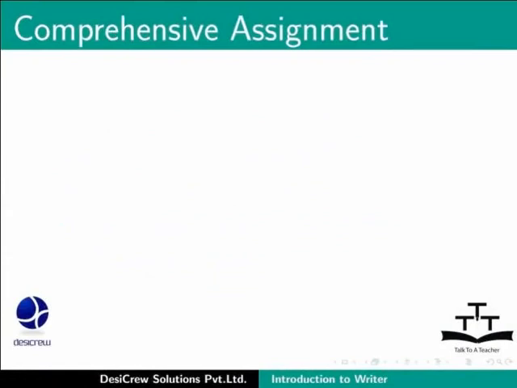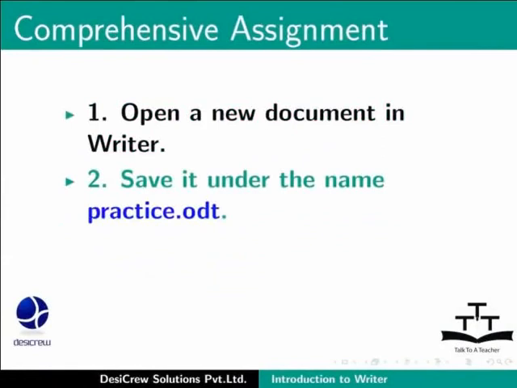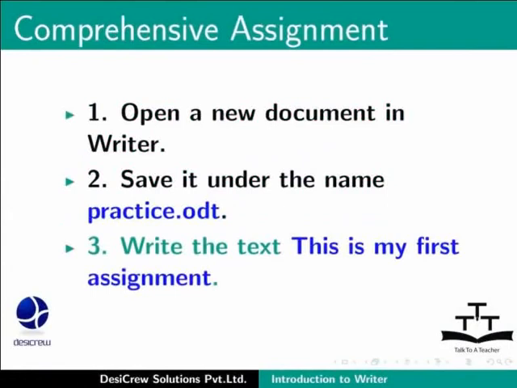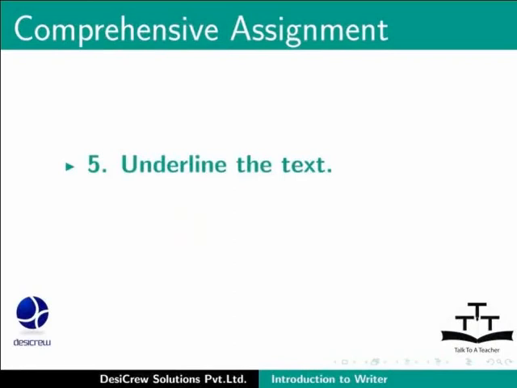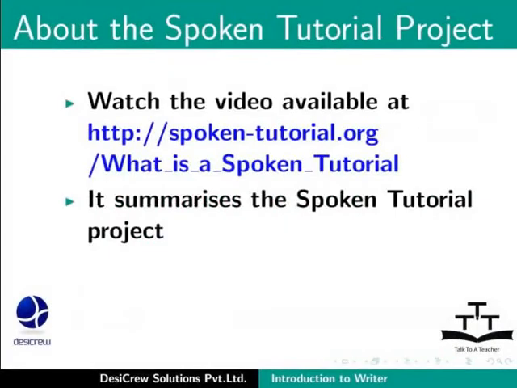Comprehensive assignment. Open a new document in Writer. Save it under the name practice.odt. Write the text, "This is my first assignment." Save the file. Underline the text. Increase the font size to 16. Close the file.